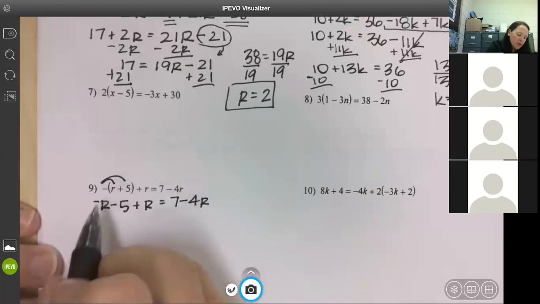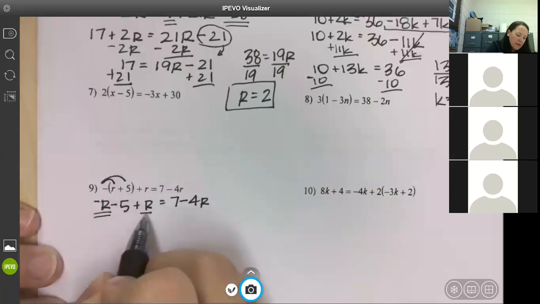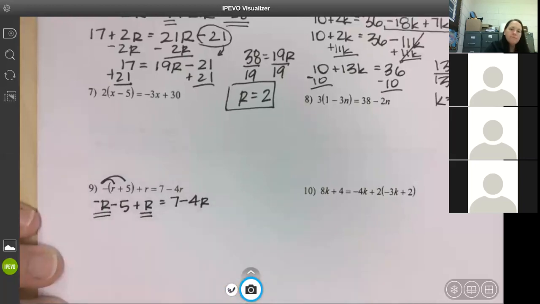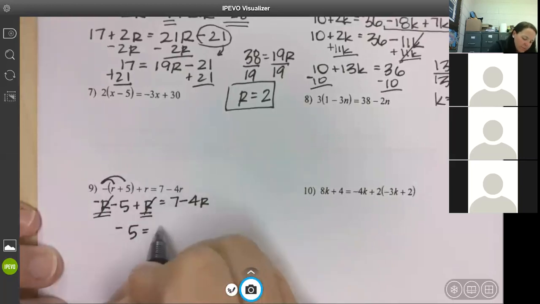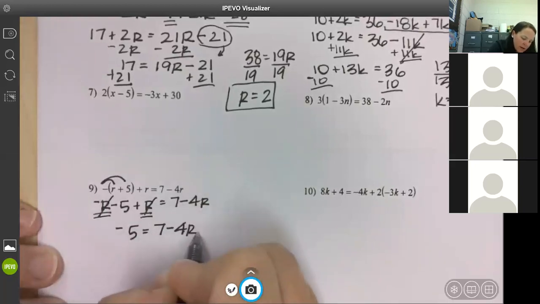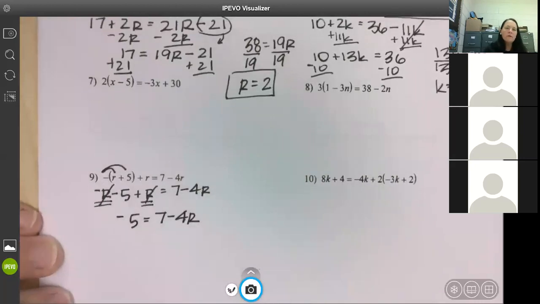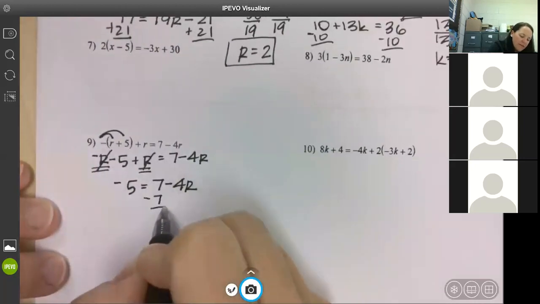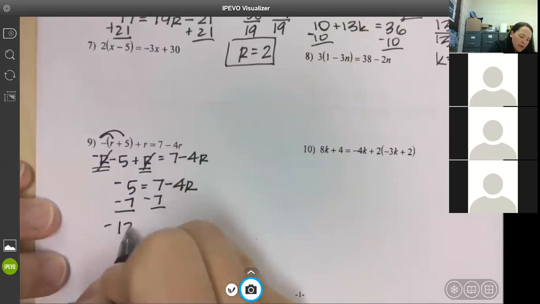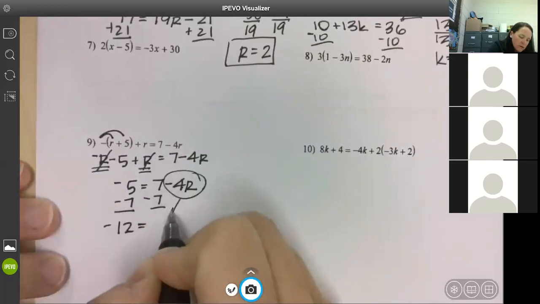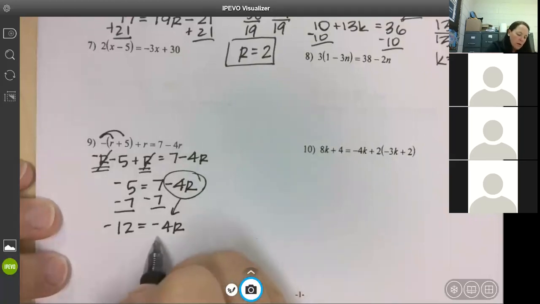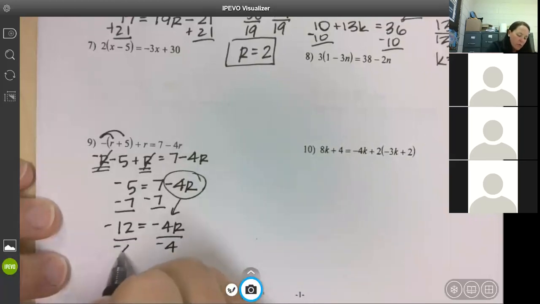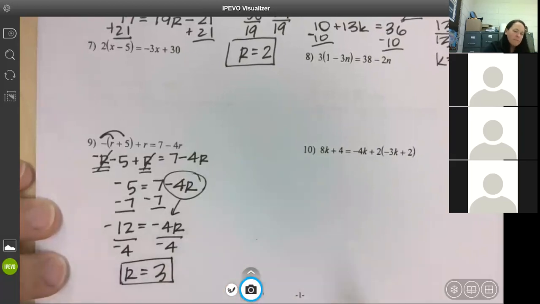We're going to add our like terms. What happens to your R's on this side? They cancel out, so we don't need them. We're just going to bring down the negative 5 equals 7 minus 4R. Finish solving it, subtract the 7. We get negative 12 equals, bring down the full negative 4R. Divide by negative 4, and R is positive 3.